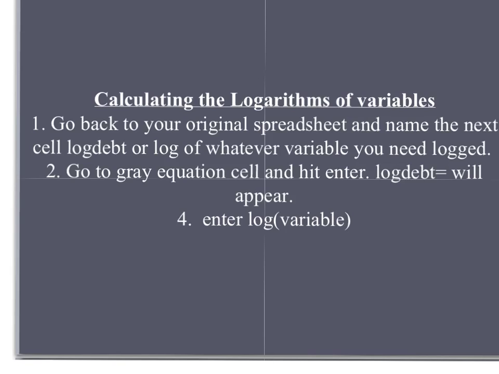Okay, the next thing we'll have to do for this particular least squares regression analysis is calculate logarithms of variables to try to create a more linear relationship between our variables. Well, how do we do that? We're first going to have to go back to our original spreadsheet and name the next column log debt in this case, or log of whatever variable you need logged. Then we're going to go to the gray equation cell and hit enter, and you'll see log debt equals will pop up. Then we're going to enter the equation. We're going to tell the calculator to go back to the previous column to calculate all the logs of our data.